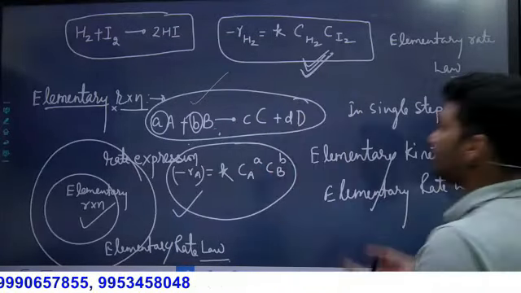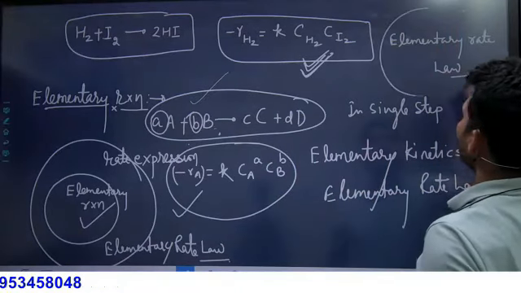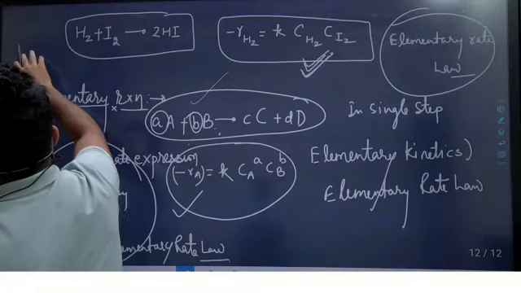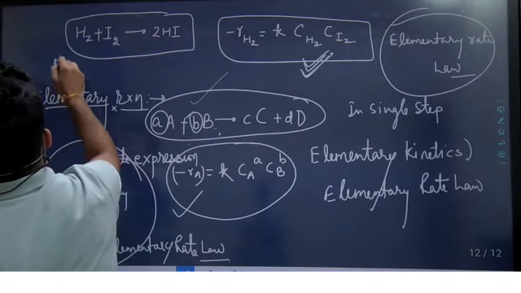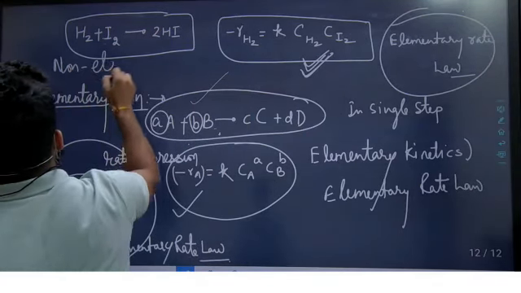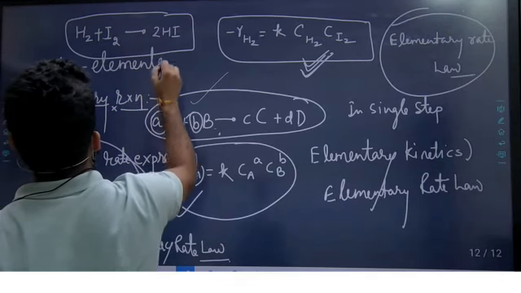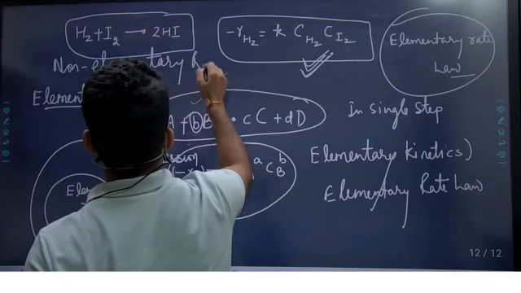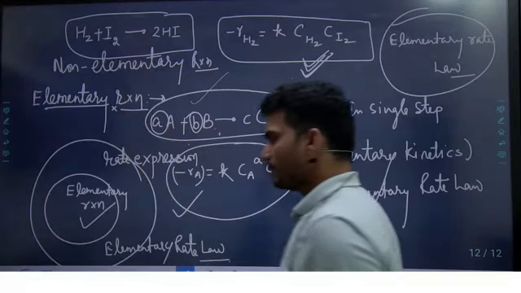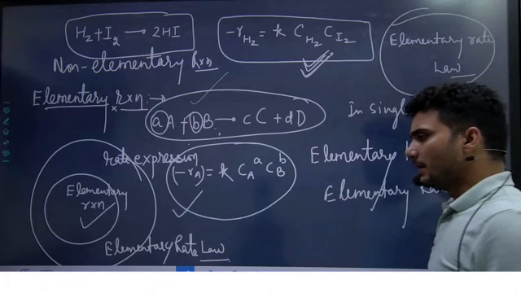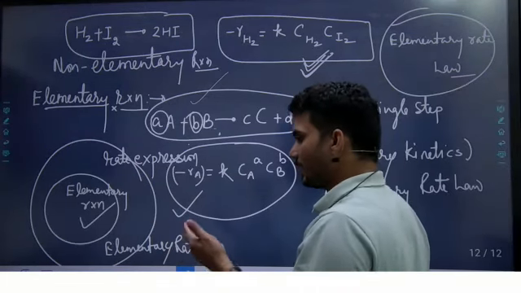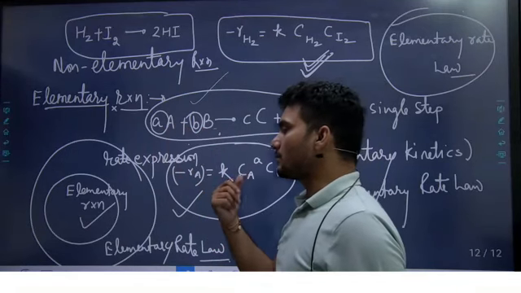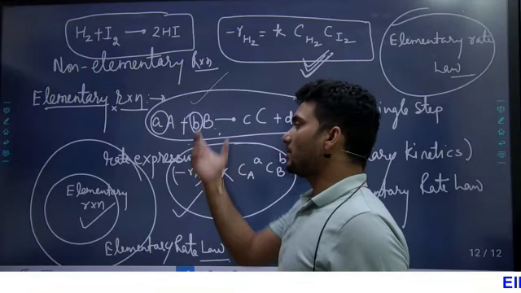But if I find the elementary rate law, it does not suggest that the reaction will be elementary, because, for example, this is a non-elementary reaction. What does it mean? It means, as per your definition, that elementary reactions are those whose rate law corresponds to the stoichiometry.